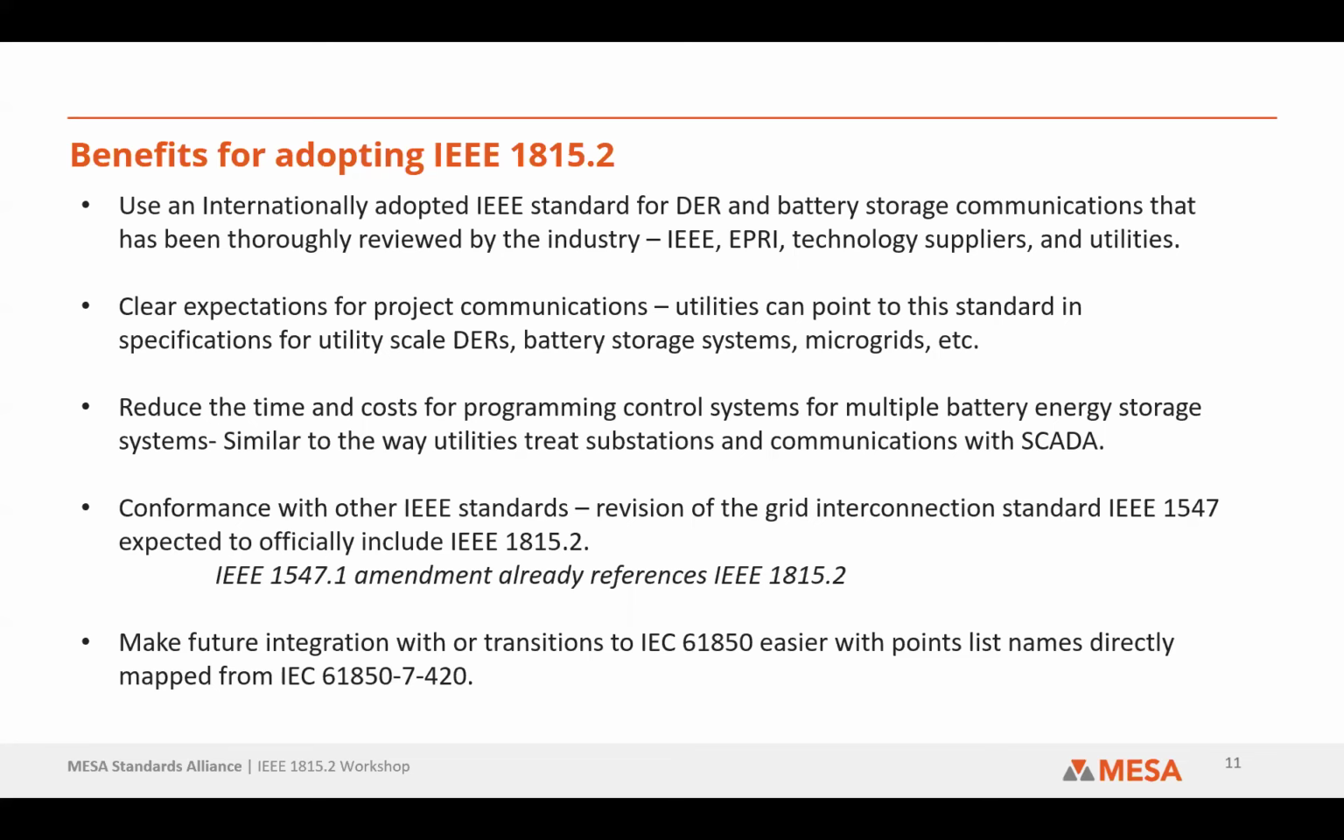1547.1 already references 1815.2, and the revision of 1547 that's underway now is also expected to include 1815.2. And for those who are looking over the horizon and thinking about transitioning to 61850, using 1815.2 is a great first step because the points list names are directly mapped from 61850.